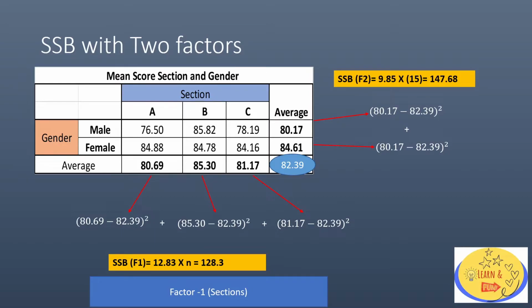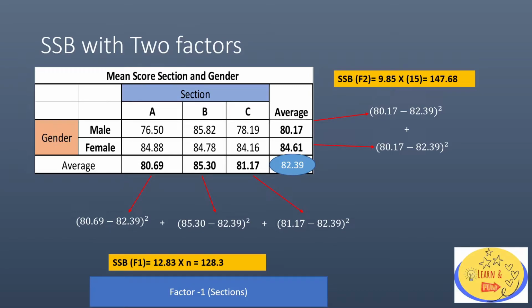Why 15? Because the total number of observations is 30 and we have two groups, so each has 15 observations, so we are multiplying it with 15, which gives us the value 147.68. So that is the value.